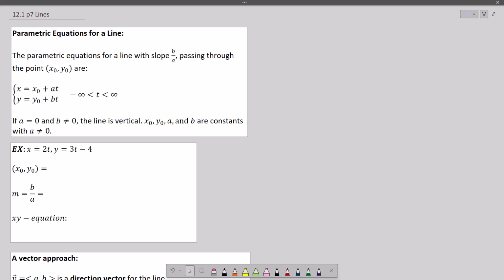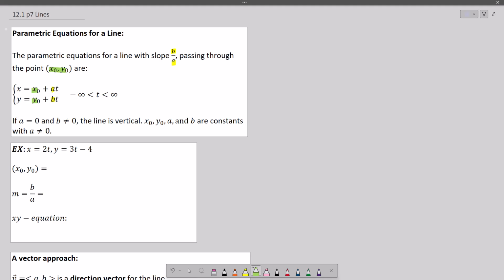Point slope formula: y minus y0 equals slope times x minus x0. So if you solve the top one for t and plug it in down here, you'll get the point slope formula. When we look at this, let's notice a couple of things. Slope b over a, those are going to be these coefficients of t. B over a is going to give us the slope. And the x naught, y naught is the sort of origin of the line. That's how we usually think of it. So it's a point on the line.